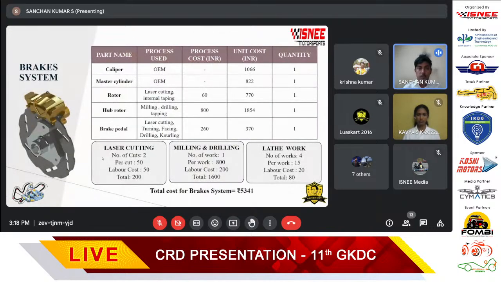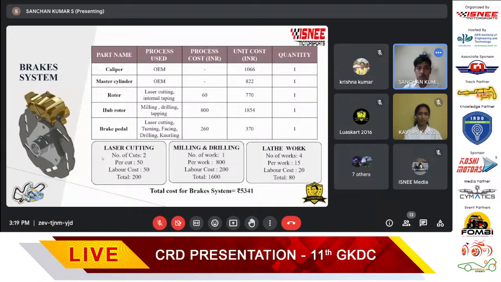Brakes. When it comes to the brake system, the caliper and the master cylinder are OEM parts where the process cost is 0, and the unit cost for the caliper is 1,066 rupees, and the master cylinder is around 822 rupees. The rotor we designed in-house, and manufactured by laser cutting and internal tapping for mounting with the hub rotor. The process cost is around 60 rupees, and the unit cost for the rotor is 770 rupees, with a quantity of one.